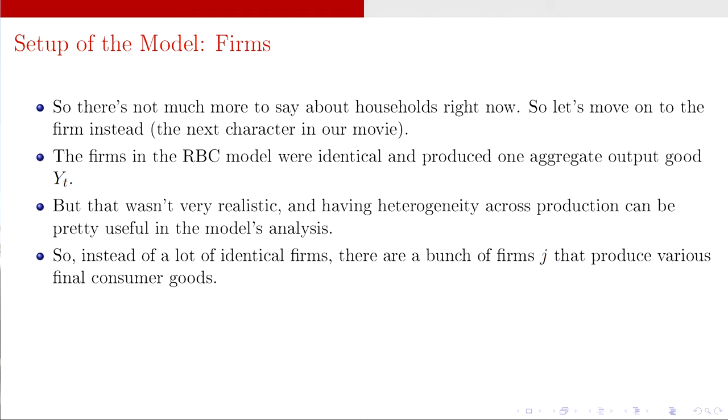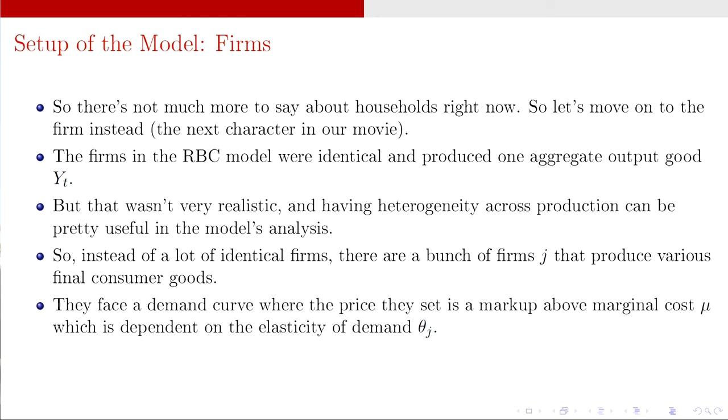So instead of having a bunch of identical firms, there's actually a bunch of different firms, we'll call them firm J, that produce various final consumer goods. They face a demand curve where the price that they set is a markup above marginal cost, which we'll call mu, it's that silly-looking U thing, and it depends on the elasticity of demand, which we'll call theta J. So theta J is the elasticity of demand for firm J.